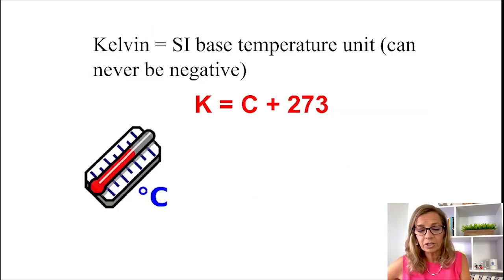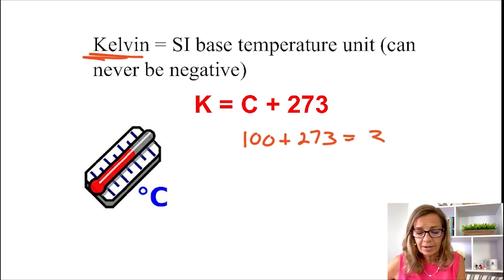Now, let's go on to the Kelvin scale. Kelvin is our SI-based temperature unit. Thermometers are in Celsius, and then you convert that to Kelvin. So let's say we had 100 degrees Celsius. That would be 373 Kelvin.